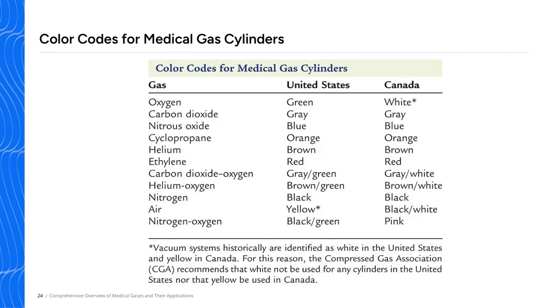For example, oxygen cylinders are typically painted green, while nitrous oxide might be blue. Understanding these color codes helps prevent mix-ups and ensures that the right gas is used for the right treatment or procedure. This system is part of our broader theme of understanding medical gases and their applications, emphasizing safety, efficiency, and proper handling in healthcare settings. So, always remember to check the color coding before connecting any cylinder to a patient or equipment.